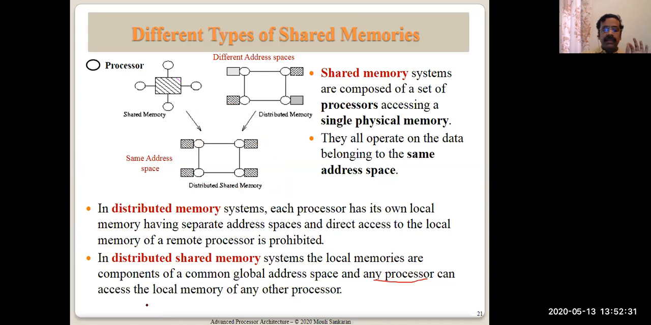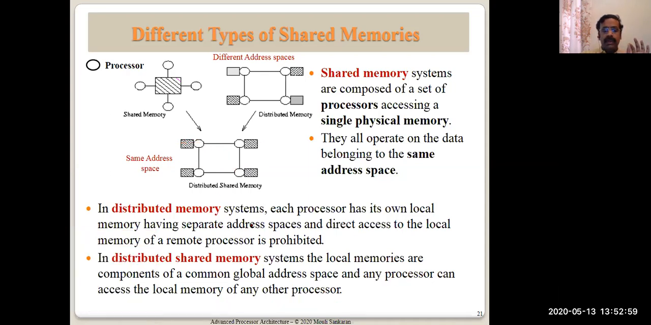And any processor can access the local memory of any other processor. Now, this processor can access this memory without any access permissions. It can directly access it. The only thing is, it will take more time. You cannot reduce the time taken. It has to take more time compared to this processor accessing a location in this memory. I hope you understand the differences between them.